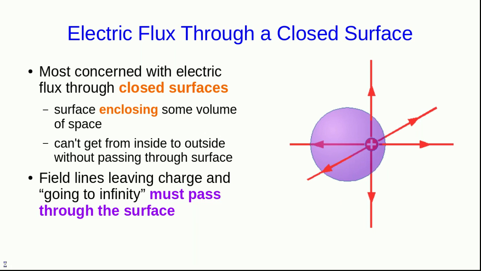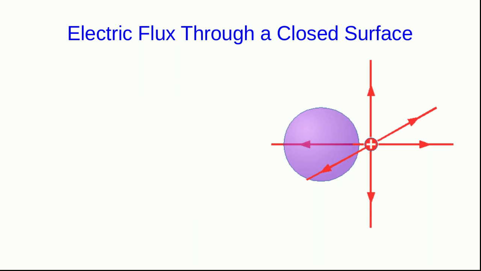And even if we displace the spherical surface over to one side, as long as the charge is still inside the surface, all of those field lines must still pass through the surface. However, if we keep shifting the surface to the side, eventually the situation changes. Once the charge is no longer inside the surface, now there's only one field line that passes through the surface.